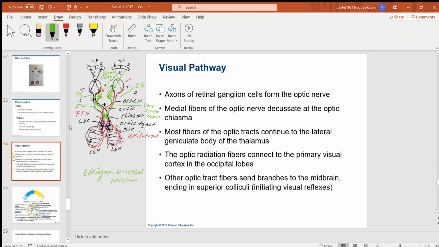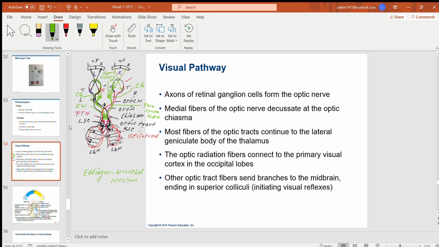So they will move forward and run between the sclera and the choroid. Okay, and here they will innervate the ciliary muscle, or ciliary body, and the iris.